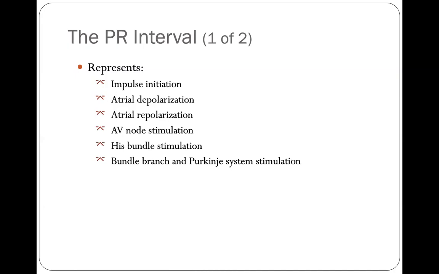So at the end of that PR segment is where the Purkinje fibers are done firing, and the beginning of the QRS complex is all ventricular contractile cells. So the PR interval includes the firing of the atria, the AV node stimulation, the bundle of His stimulation, the bundle branches, and the Purkinje system. All are included in the PR interval.